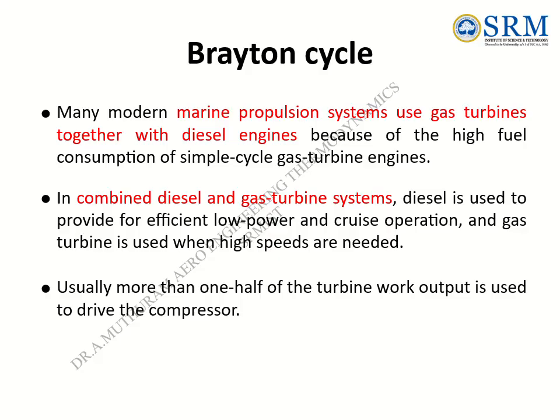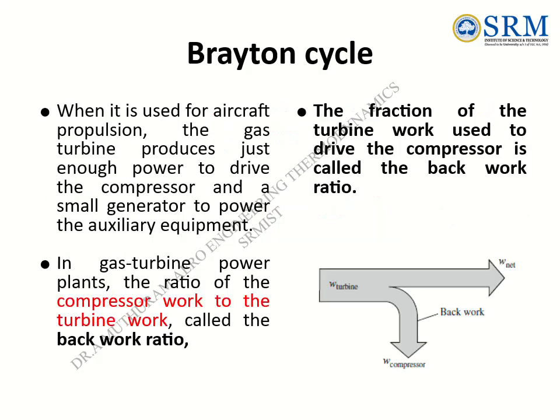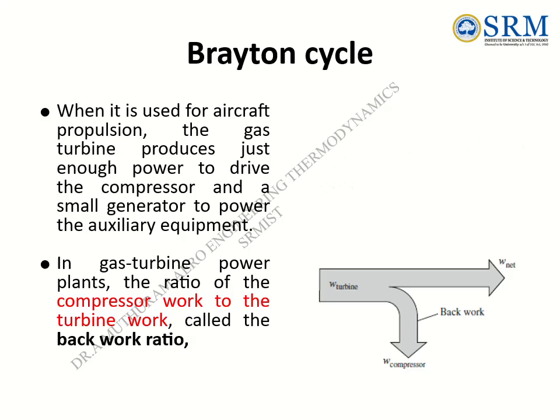Usually more than 1/2 of the turbine work output is used to drive the compressor. The fraction of the turbine work used to drive the compressor is called the back work ratio. In gas turbine power plants, the ratio of the compressor work to the turbine work is called the back work ratio.